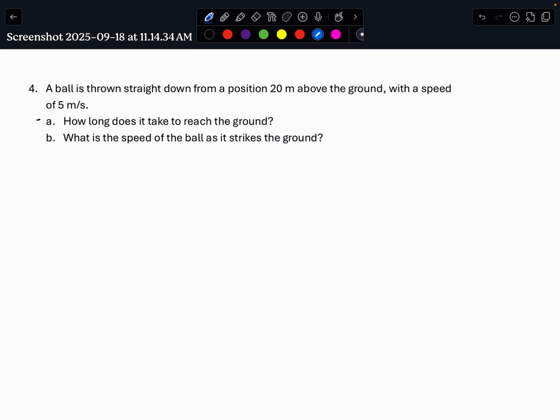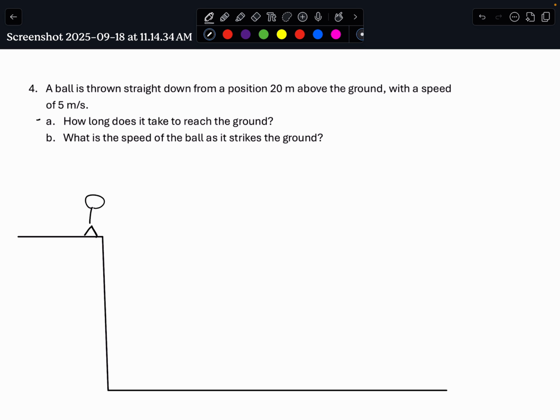So, I'm going to draw a picture, first of all, which I would strongly suggest that y'all do the same. It's Stickman Physics. Anyway, so this ball is given an initial velocity straight down.